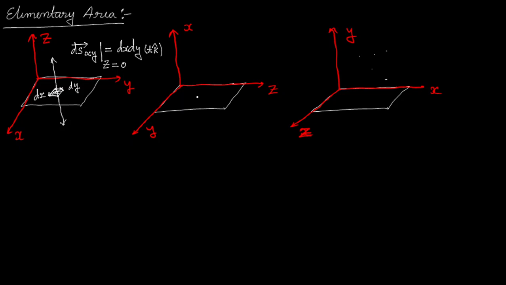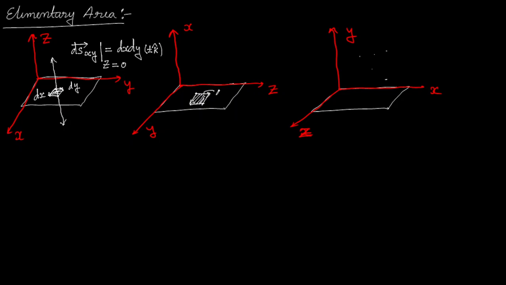Similarly, if we want to write the elementary area vector on the yz plane, how can we define it? We can draw an elementary length parallel to the z-axis, dz, and an elementary length parallel to the y-axis, dy, and by these two lengths we can construct an area, which will be the elementary area. So I draw parallel lines like this, and this gives you the elementary area on the yz plane.